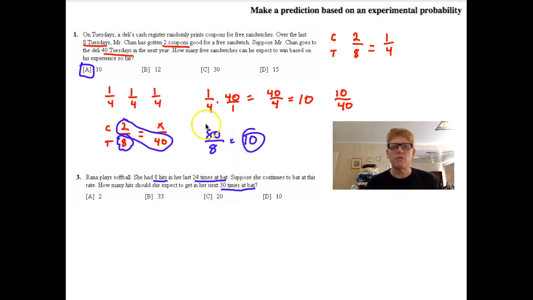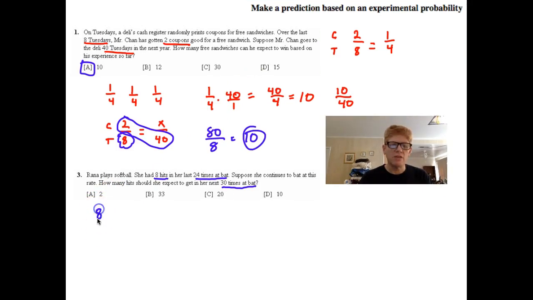Once again, we could solve this problem either with a proportion, or we could solve it using more of a traditional probability way. Let's find her probability first. We know that she got 8 hits in her last 24 times at bat. So that's her probability of getting a hit each at bat: 8 out of 24, because it says we're going to continue that rate. We can simplify that to 1/3 if we divide by 8 on the top and the bottom. So her probability of getting a hit is 1/3.